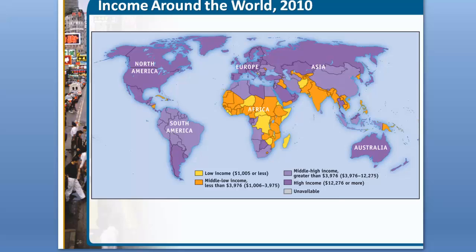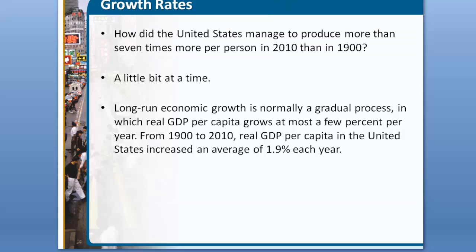Comparing incomes around the world, although the countries of Europe and North America, along with a few in the Pacific, have high incomes, much of the world is still very poor. Today, more than 50% of the world's population lives in countries with a lower standard of living than the United States had a century ago. The information on incomes around the world comes from the International Monetary Fund. How did the United States manage to produce more than 7 times more per person in 2010 than in 1900? The answer is a little bit at a time.